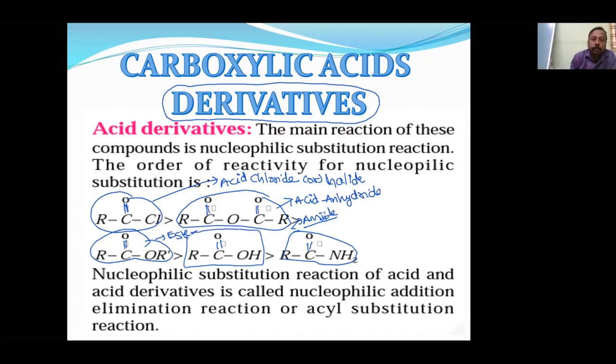I will circle it in red color. This is the main criteria. From this, these are all prepared. Let me explain it on the whiteboard also, so that it will be clear to you. From the carboxylic acid only, what things can we prepare? From RCOOH, what can we prepare? We can prepare RCOX, the acid halide.